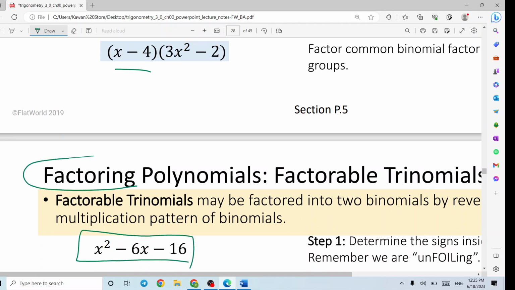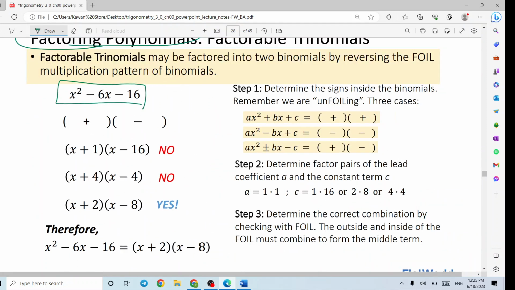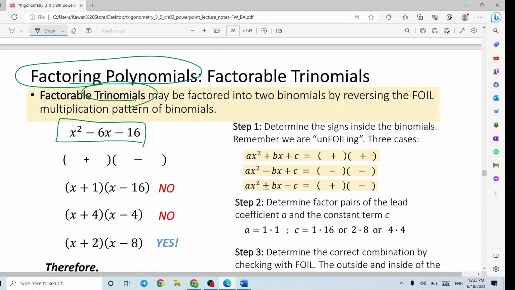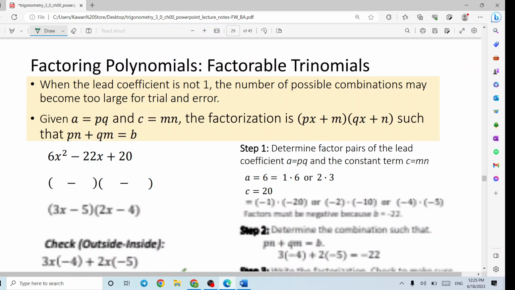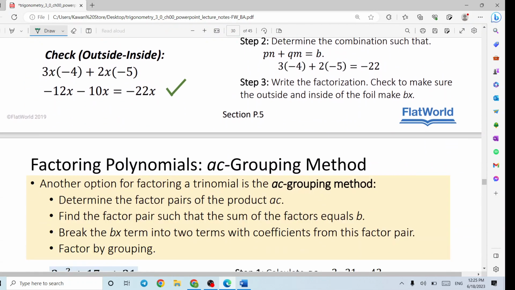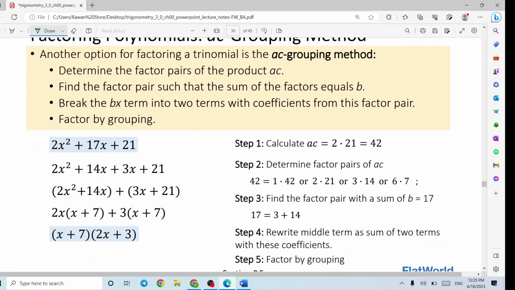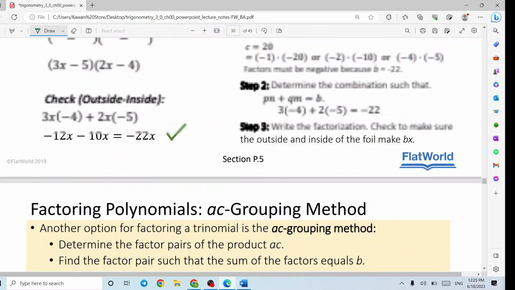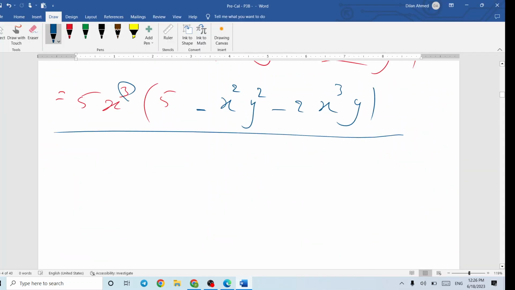How do we factor a polynomial? If we have a trinomial like that, it's AC grouping. Leave that one for you. Good. So if I have a polynomial, let me start with the smallest one. So factoring of polynomial.